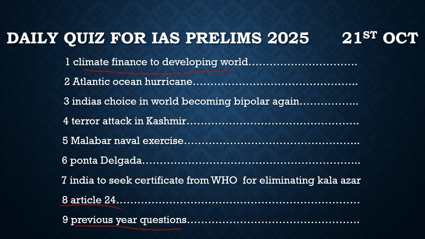It is about the Atlantic Ocean hurricane. What we need to know about this is that usually there was a trend understood by the people: whenever there is an El Nino in the Central Pacific, the hurricanes in North America, in the North Atlantic, would be subdued, or we can say we can see fewer hurricanes in the North Atlantic.